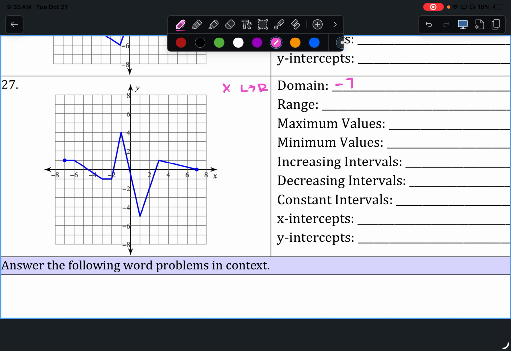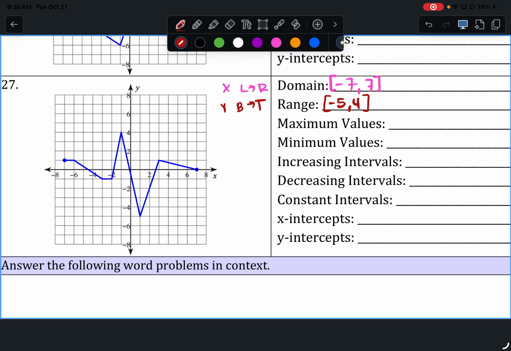-7 to where? -7 to 7, parentheses or brackets. Okay, for our range, it is -5 to 4. Parentheses or brackets? So as long as it is not showing us an open circle, we use brackets.